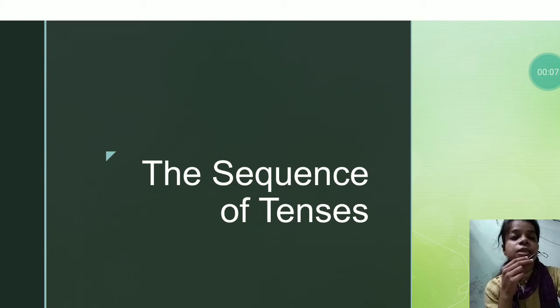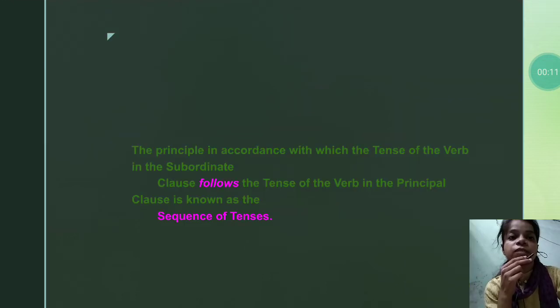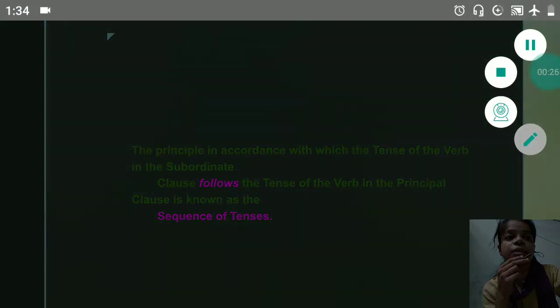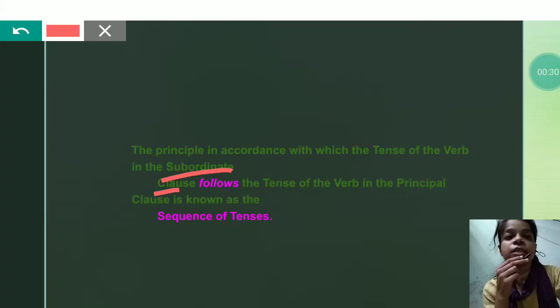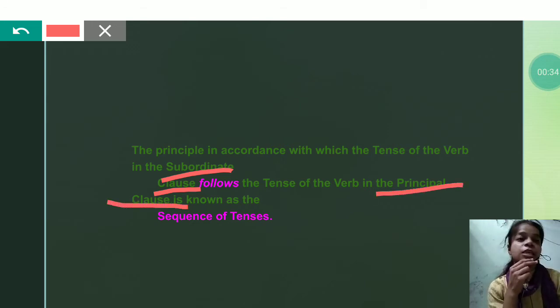So, firstly, let me make you aware of the term sequence of tenses. It is the principle in accordance with which the tense of the verb in the subordinate clause follows the tense of the verb in the principal clause. It means the way in which the tense of the verb of the subordinate clause follows the tense of the verb of the principal clause is known as sequence of tenses.